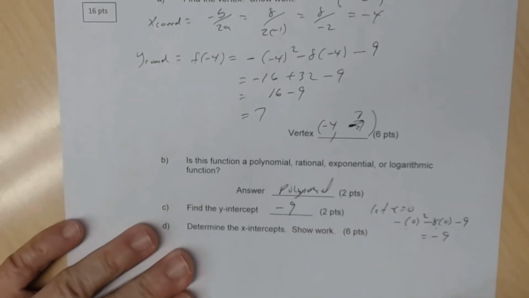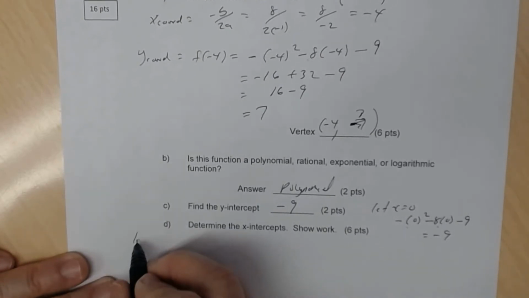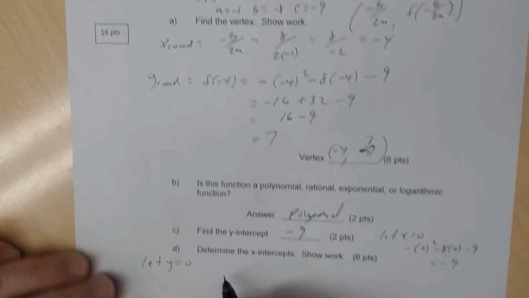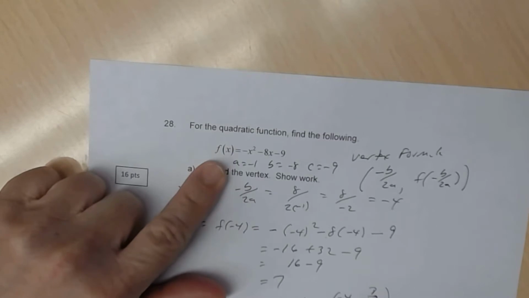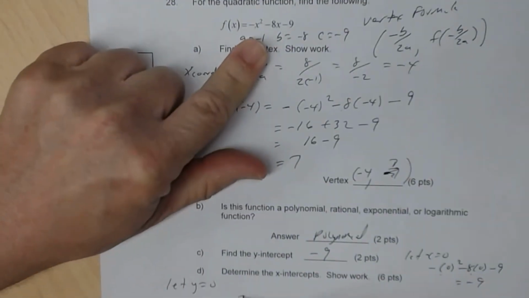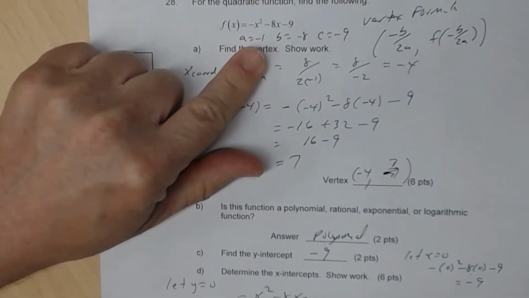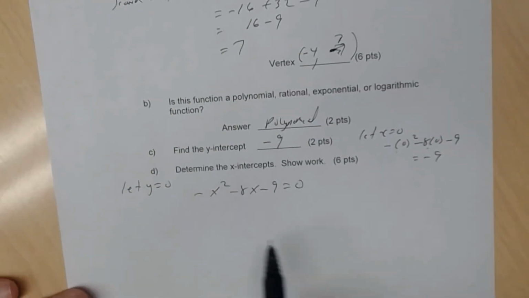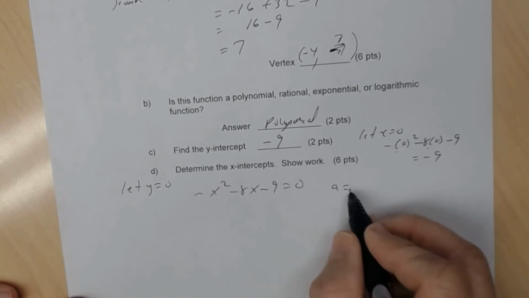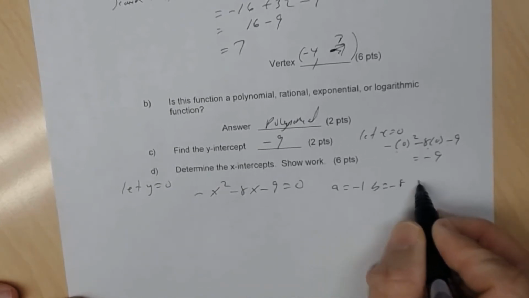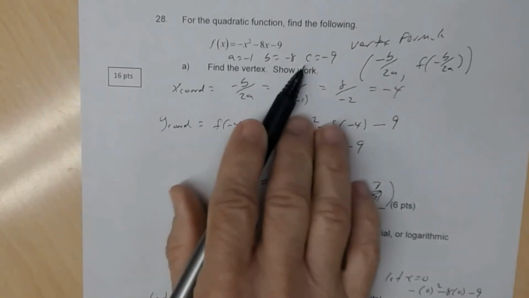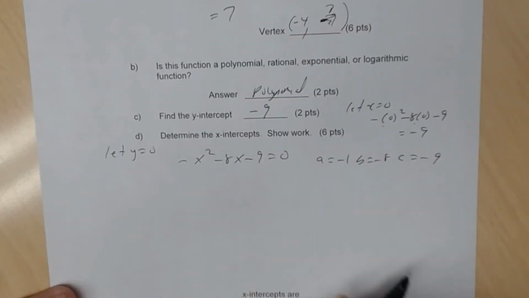All right, you want to determine the x-intercepts. To find the x-intercepts, you let y equal 0. So remember your f of x is y. So you set this equal to 0. So I get negative x squared minus 8x minus 9 equals 0. And then let's just use the quadratic formula for this. You have a quadratic equation. So a is negative 1, b is negative 8, c is negative 9. So you had to find it earlier, so we're going to use it right here.